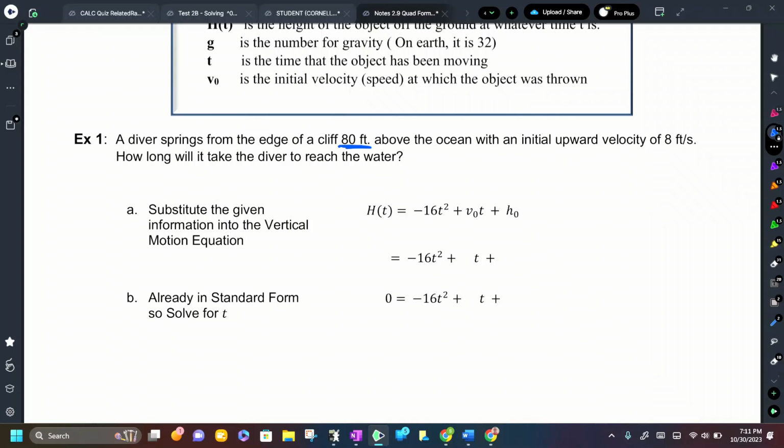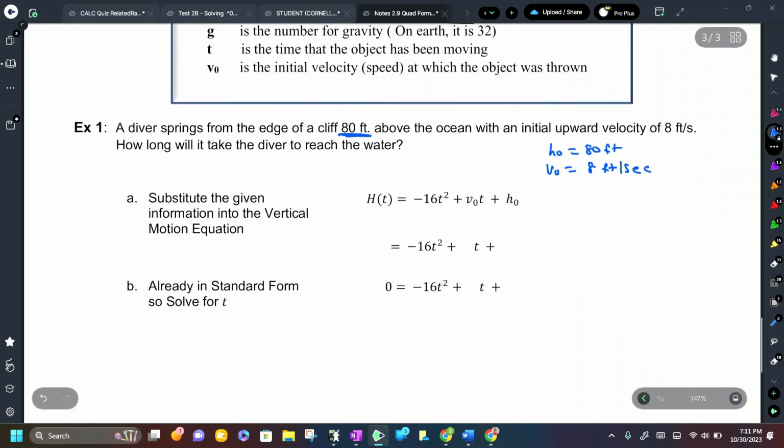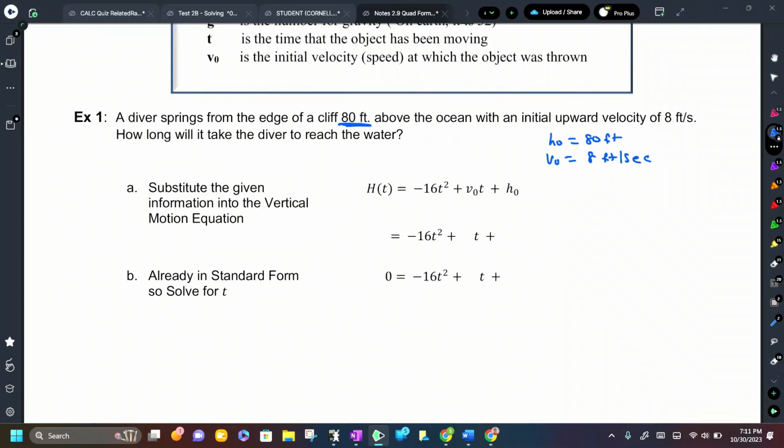So that 80 feet above the ocean floor, that is h naught. So h naught is 80 feet. And with an initial upward velocity, that's v naught, and that's 8 feet per second. It says, how long will it take the diver to reach the water? So we figured out what h naught and v naught are. We're going to substitute those values into my equation, and we're going to simplify.